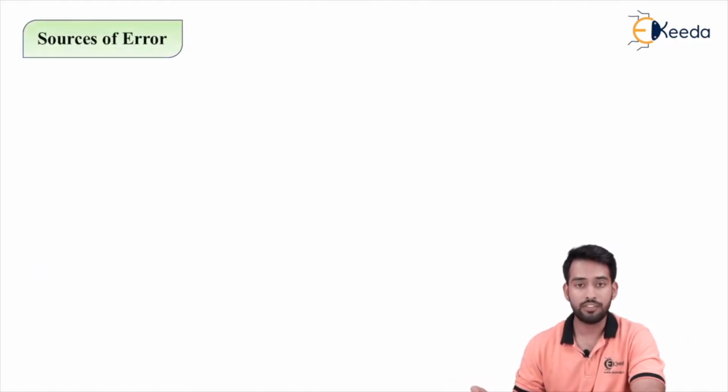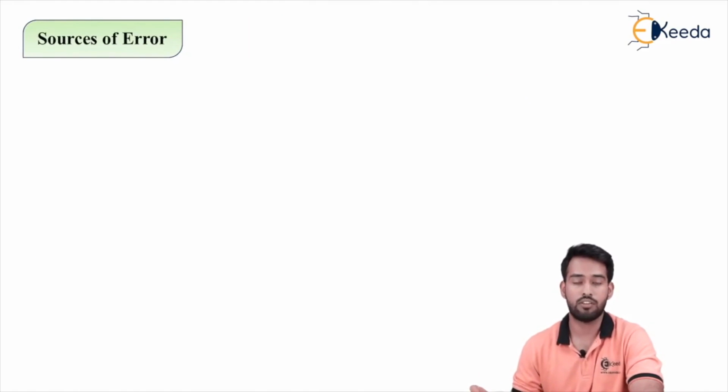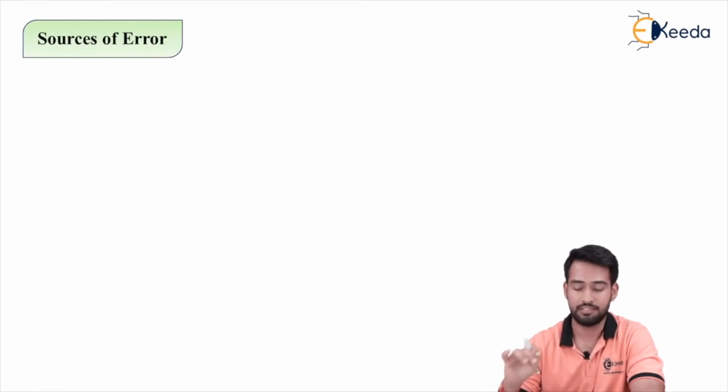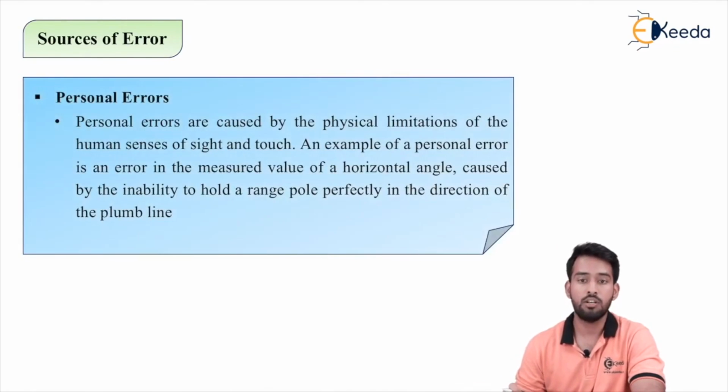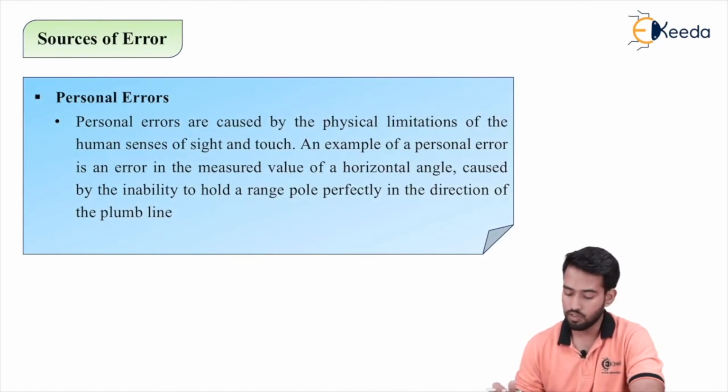The next point of discussion is what are the errors and what are the sources of error. While measuring linear or angular measurement, there are certain errors. The first error is your personal error. Now, what is personal error?